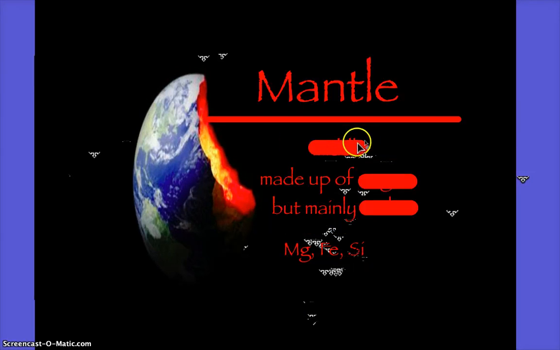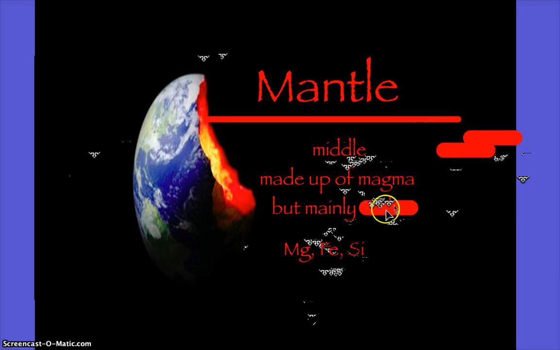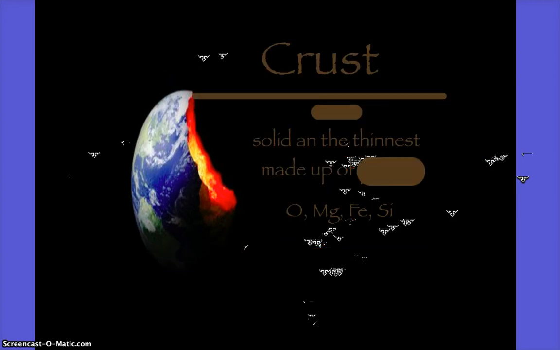M for mantle, M for middle, M for... One more M. What's going on there? What? I heard it. Yes, melting, good. Melted rock. So it's primarily rock. It's just melted rock, right? And again, we've got magnesium, iron, silicon. We're just going to go like that. All right? M for mantle, M for middle, M for magma. Remember that on the test.